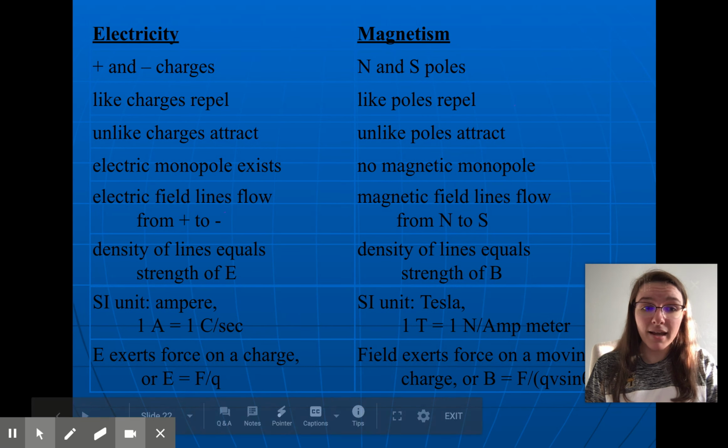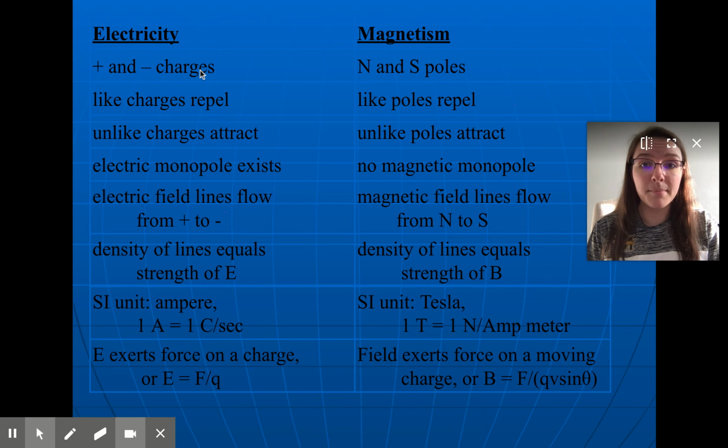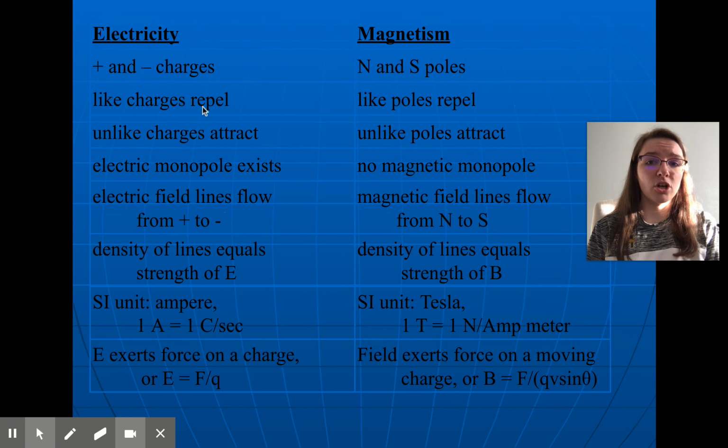To compare magnetism with electricity, here are some things to remember. Both of them, opposites attract, like things repel, whether it's a positive and negative charge or a north and south pole. Like charges or like poles repel, unlike charges or unlike poles attract. You can have an electric monopole. You can have something that is just positively charged without any negative charges. You cannot have a magnetic monopole. You will always have a north and south pole together.